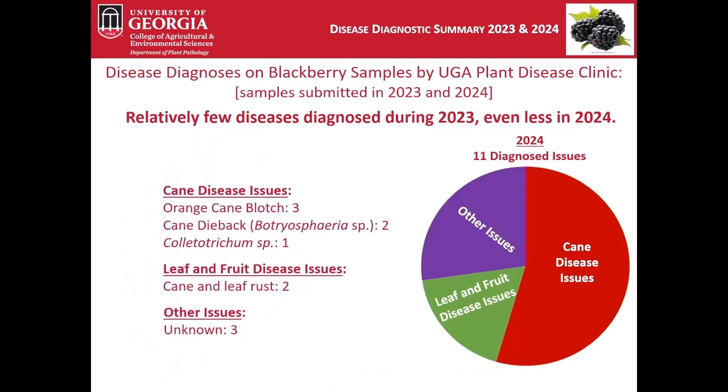But we did see orange cane blotch, this algal disease that I'll have a slide on a little bit later, in several samples. We did see some cane dieback that we initially thought was being caused by the cane blight pathogen, but instead what we found was some Botryosphaeria-related species causing that dieback. We also saw cane and leaf rust, which again will be a major topic of today's talk.